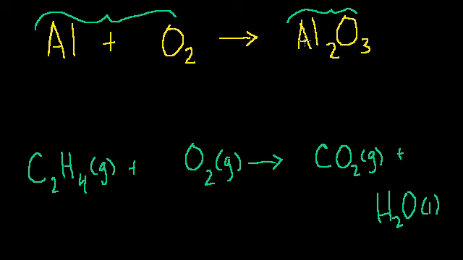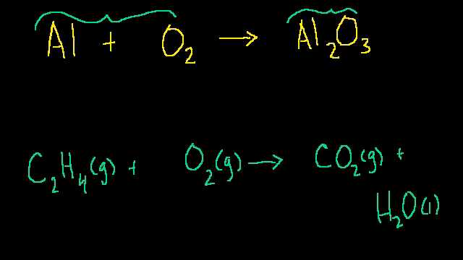So I have a different number of aluminums on both sides of this equation. On this side, I have one aluminum. On this side, I have two aluminums. And then I have a different number of oxygens. On this side, I have two oxygens. And on that side, I have three oxygens. So balancing equations is all about fixing that problem. So I have the same number of aluminum on both sides of the equation and the same number of oxygens on both sides. So let's try to do that.